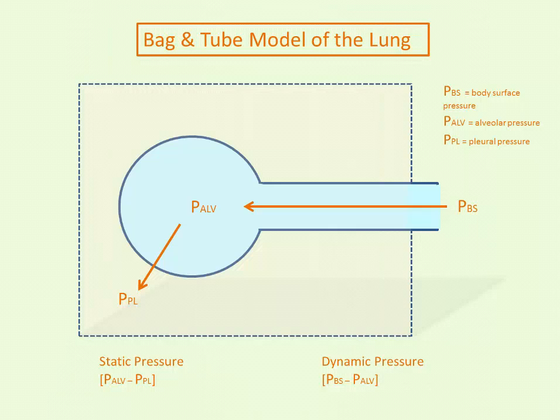Then there's the dynamic pressure, and this is as represented by the tube here. And this is the body surface pressure, which is taken to be atmospheric pressure, less the alveolar pressure. So this pressure differential is what drives gas flow, and this follows, as we will see, essentially Poiseuille's law, which defines flow as it pertains to pressure and resistance.